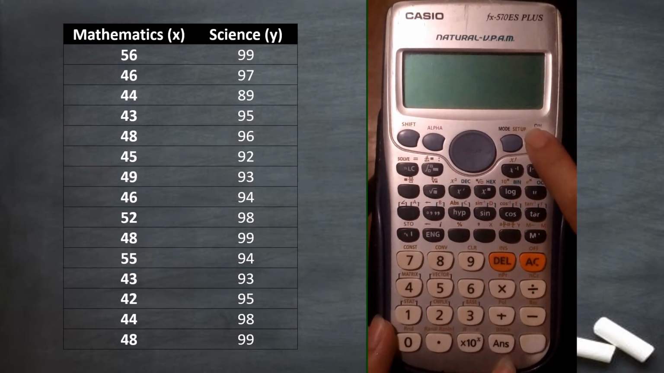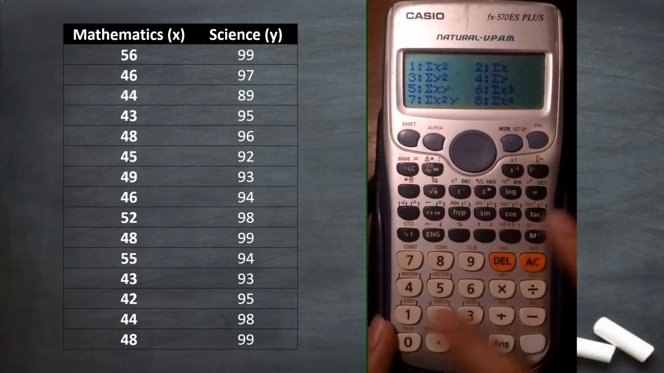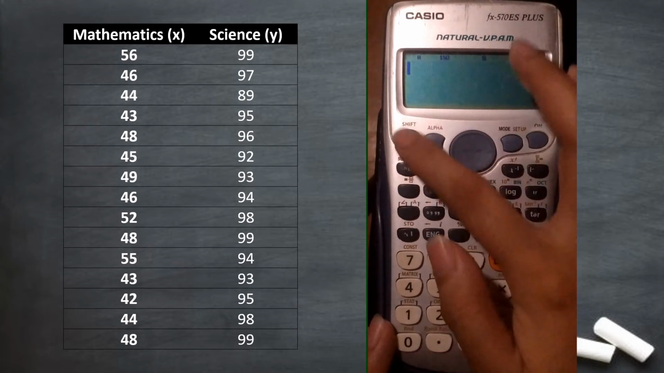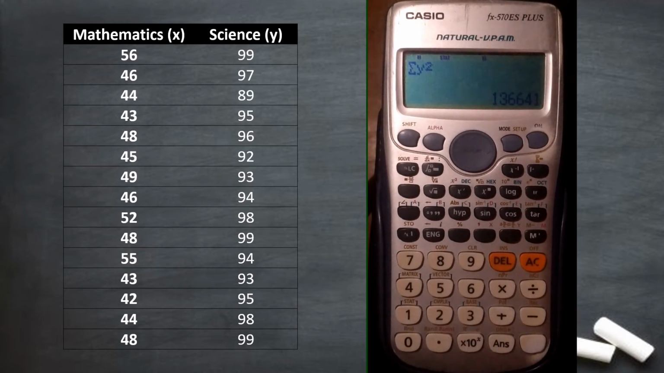And then, for the summation of x squared, we have 1 equal sign, this value. And then, last one, for the summation of y squared, we have this value. And then that's it po.